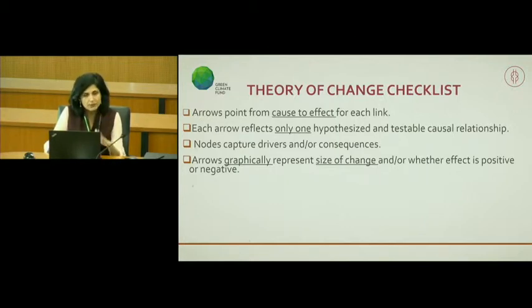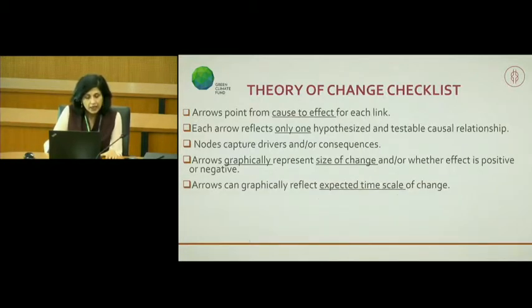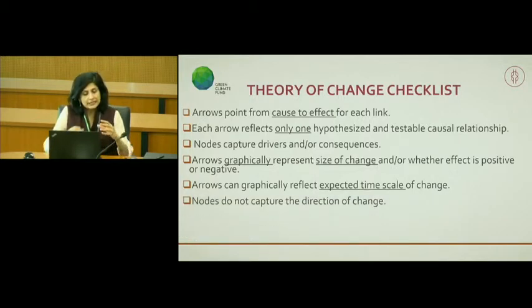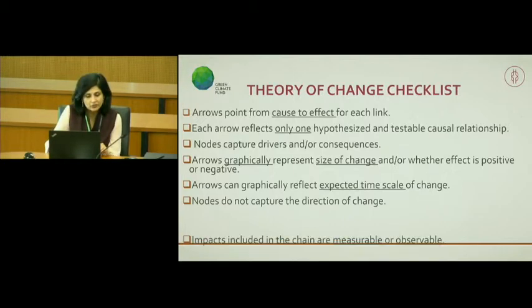I'm happy to explain this perhaps in a bilateral email that you might send to me. The important point is that theories of change can and should also include a reflection of timescale, and this becomes very important for climate change programs especially. The sixth point is that the nodes themselves do not capture the direction of change. You're essentially halting there. You're saying this is a driver or a consequence, but you're not saying that this is a process which has a certain direction.